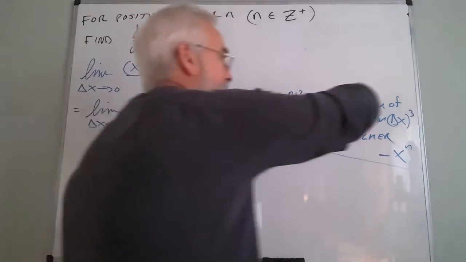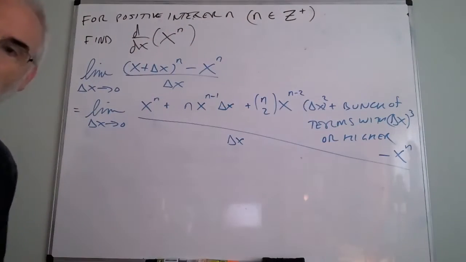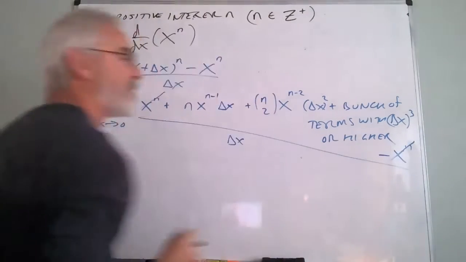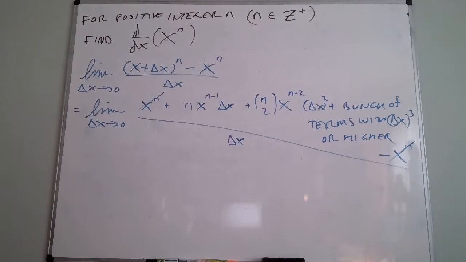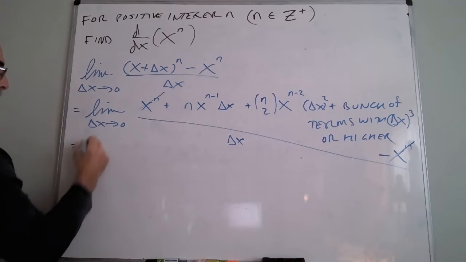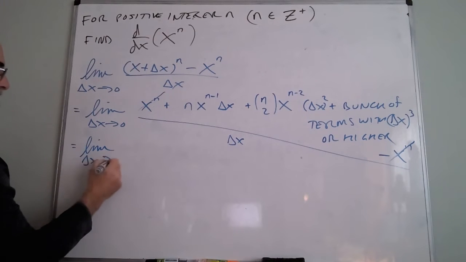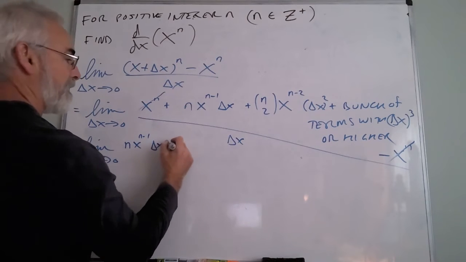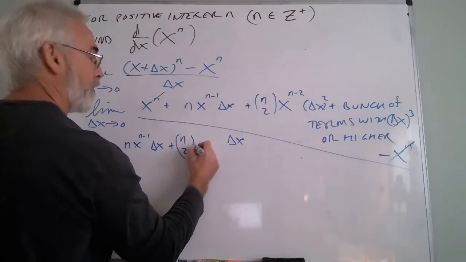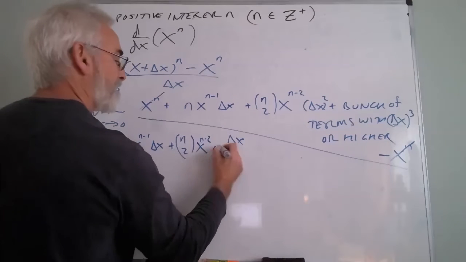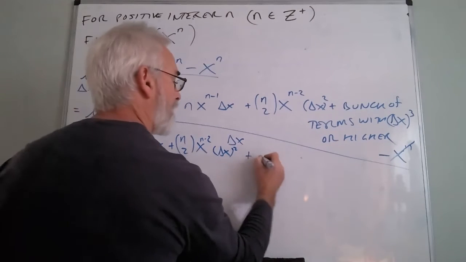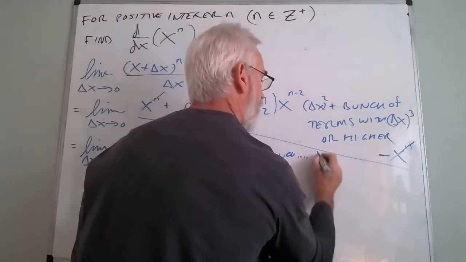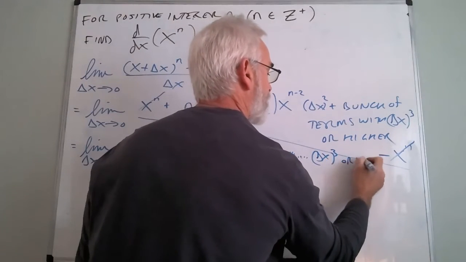I don't need to write forever and ever, because what's going to happen is a lot of the terms will end up going away. The only term without a delta x in it is the x to the n, and that just canceled. So now I've got the limit as delta x goes to 0 of n x to the n minus 1 delta x plus n choose 2 x to the n minus 2 times, sorry, this is getting a little cramped, delta x squared plus a bunch of terms with delta x cubed or higher. How's that?